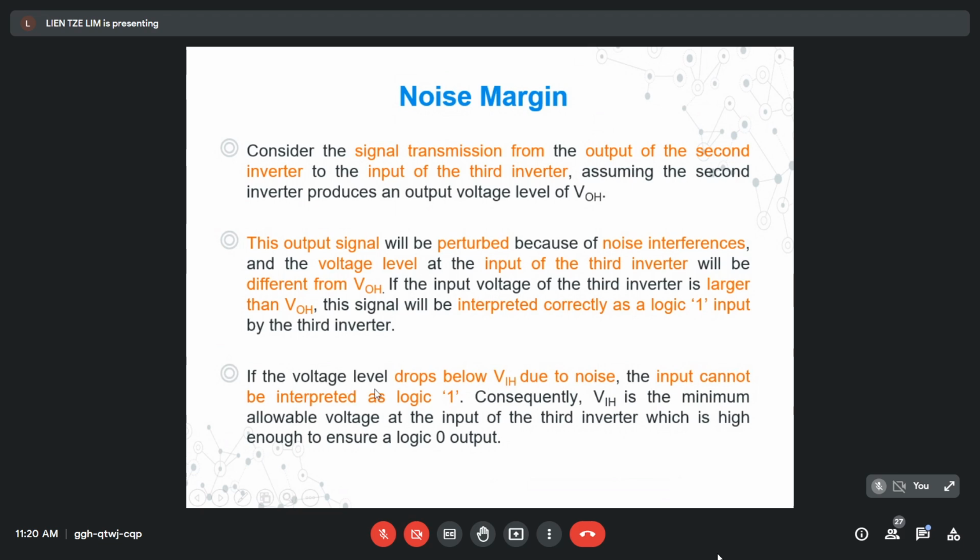If the voltage level drops below VIH due to noise, the input cannot be interpreted as logic 1. Consequently, VIH is the minimum allowable voltage at the input of the third inverter, which is high enough to ensure a logic 0 output.